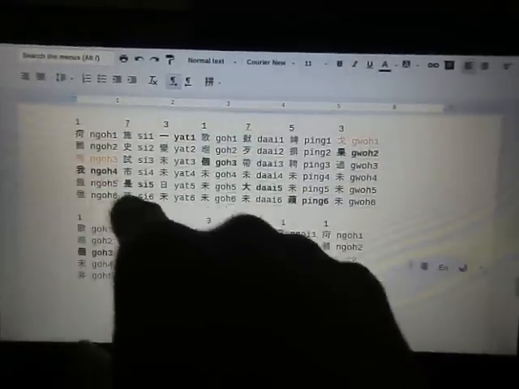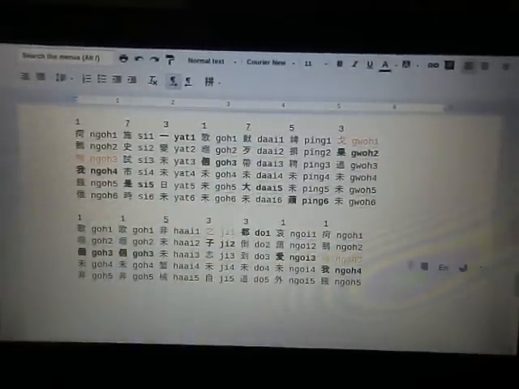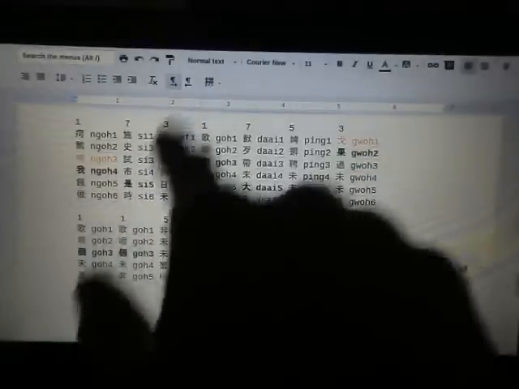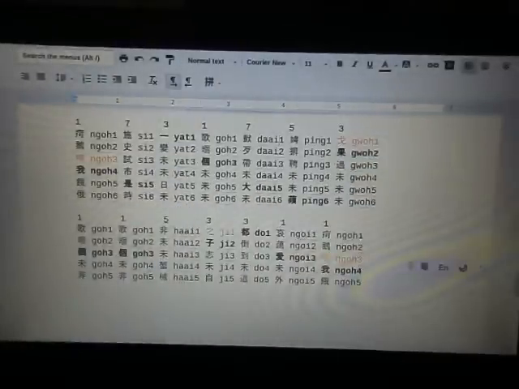Right? So 我是一個大蘋果. Memorize the pitches. Memorize the relative pitches of the words, and you'll be able to speak out more words in the long run.